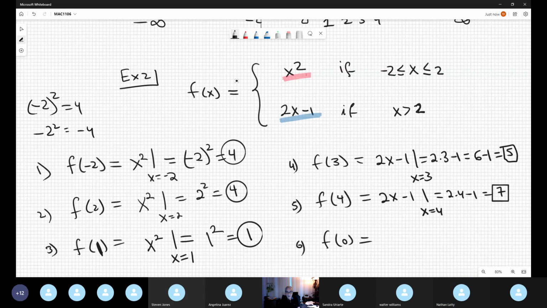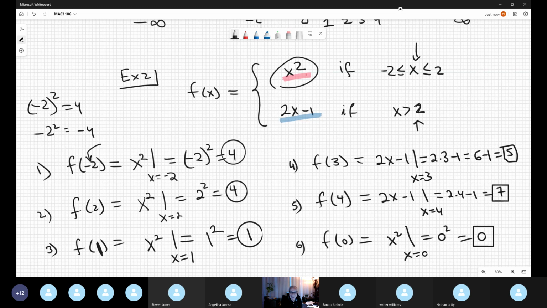Red. Red. And the expression is x squared. Evaluate as 0. It's obvious that 0 squared is 0. Okay, so, conclusion. You determine for each element or value in the domain in what interval it lies: here or here. And you select the expression that corresponds. Just copy and plug in the value that is given. End of the story. No more complication.